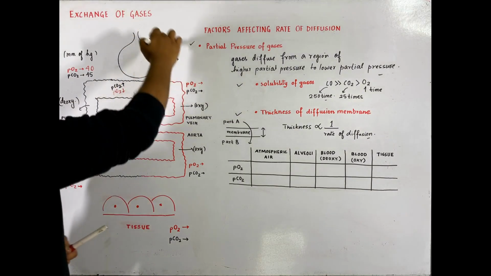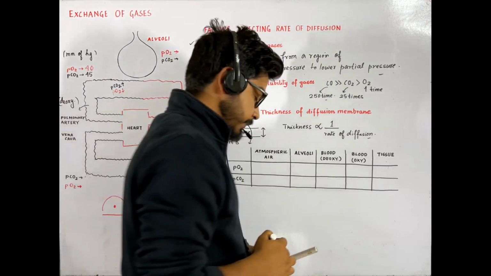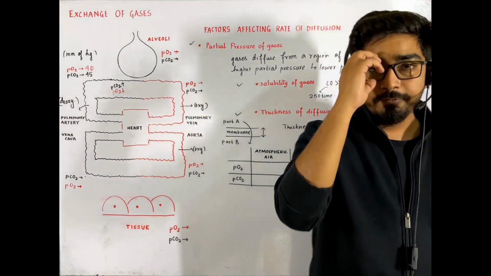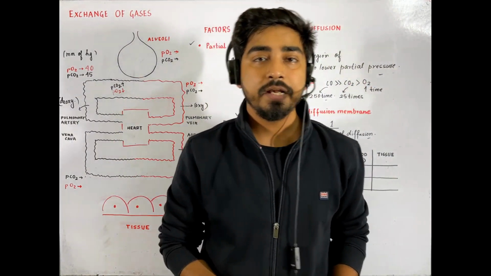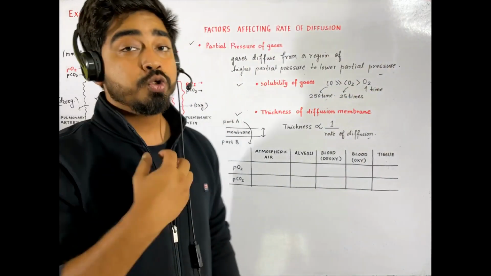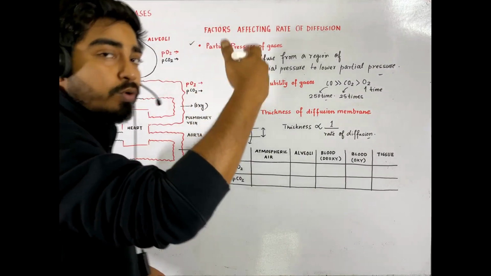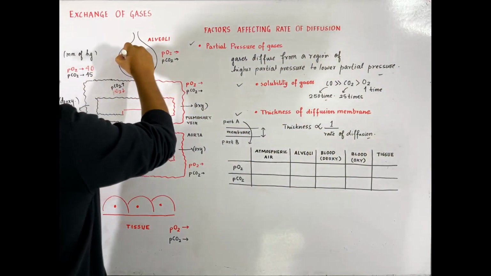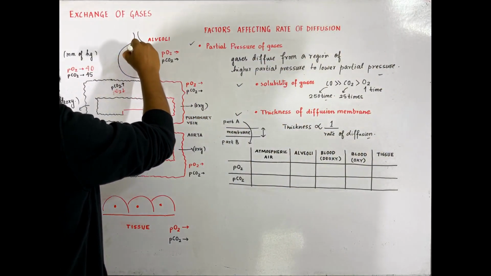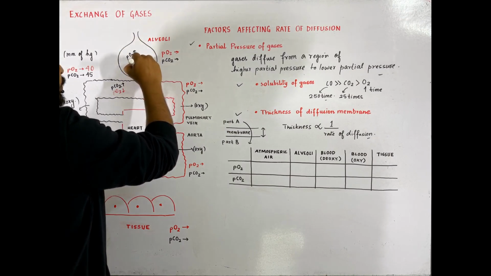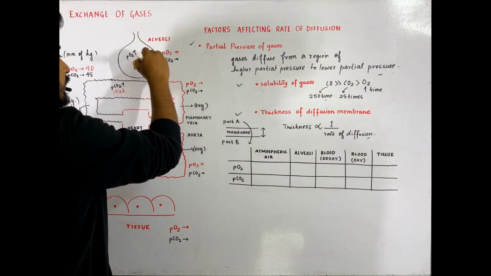But consider the alveoli that are present in your lungs. In your lungs, you have already taken in fresh air, which contains more oxygen. So the partial pressure of oxygen in the alveoli is high and the partial pressure of CO2 is less.